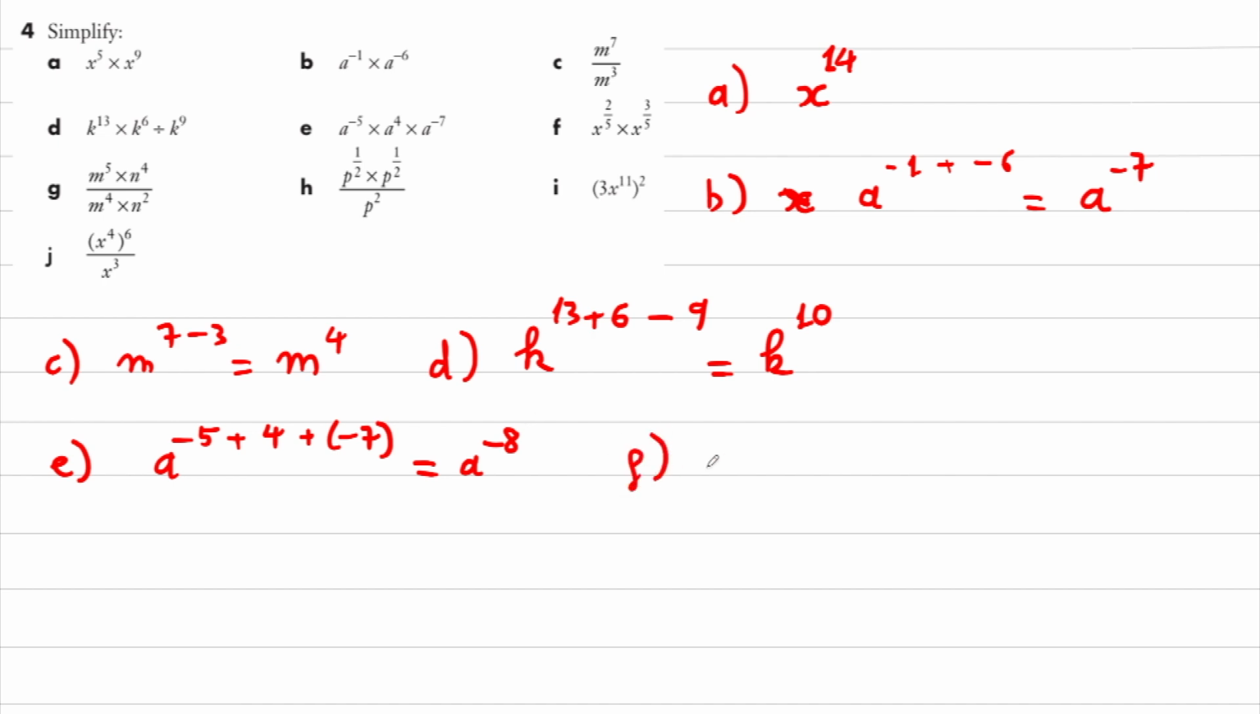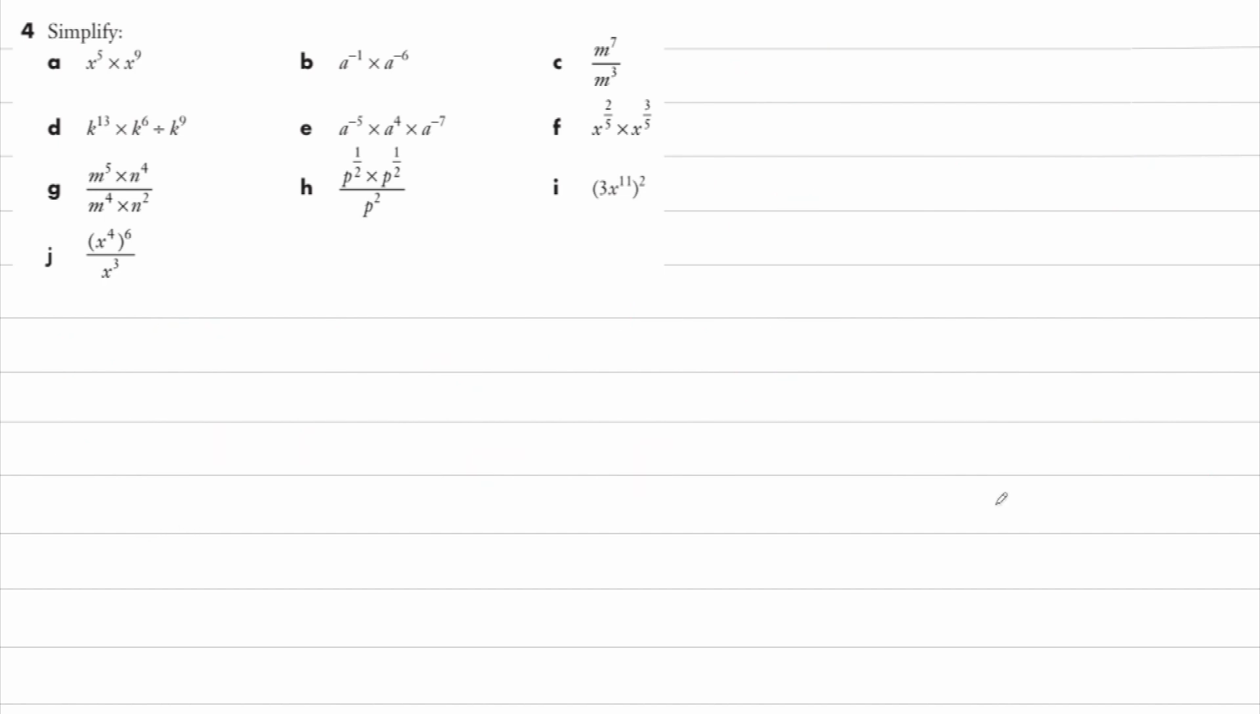How about F? The fractional power number: 2 to the power of 5 plus 3 to the power of 5, you get addition. This is equal to 5 over 5, which means h to the power of 1. So F equals 1 or h. We continue with question G.